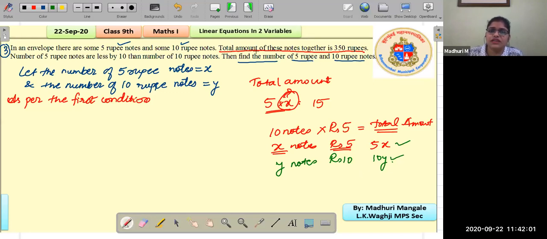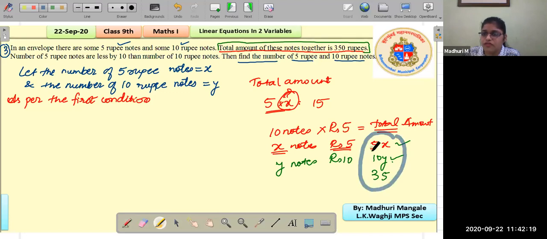And as per the first condition, it says the total amount of these notes together is rupees 350. That means the total amount of 5 rupee notes and 10 rupee notes is 350. With that, we get our first equation: 5X plus 10Y equals 350 rupees. As per the first condition, 5X plus 10Y is equal to 350. This is our first equation.